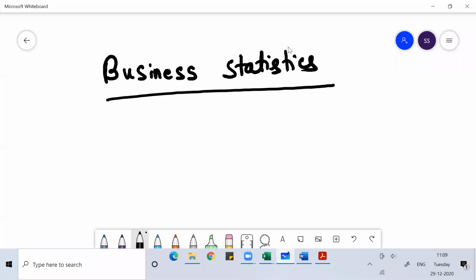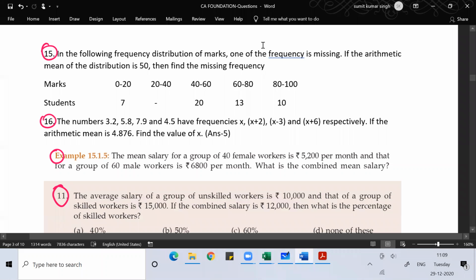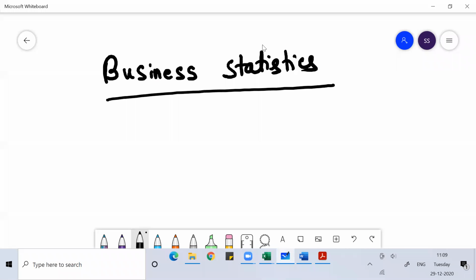So good morning everyone. Welcome to the class on business statistics. In this class we have planned to do first the median. But before I talk about the median and try to understand it, let's do a quick recap of basic concepts on arithmetic mean and the doubts you have.